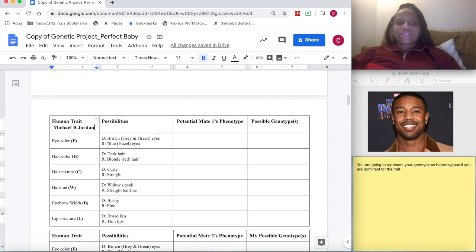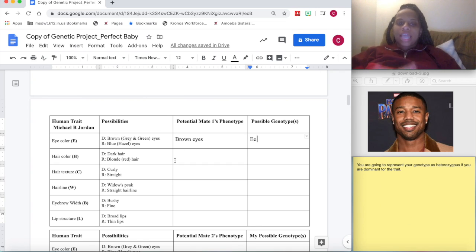All right, so Michael B. Jordan. We're going to do the same thing. We're going to look at his picture and we're going to look at his phenotype. So Michael, he actually has brown eyes. So we're going to put that right here. He has brown eyes, and his genotype, since brown eyes is dominant, we are going to do his genotype as capital E, lowercase e, which is heterozygous, which matches our note over here.